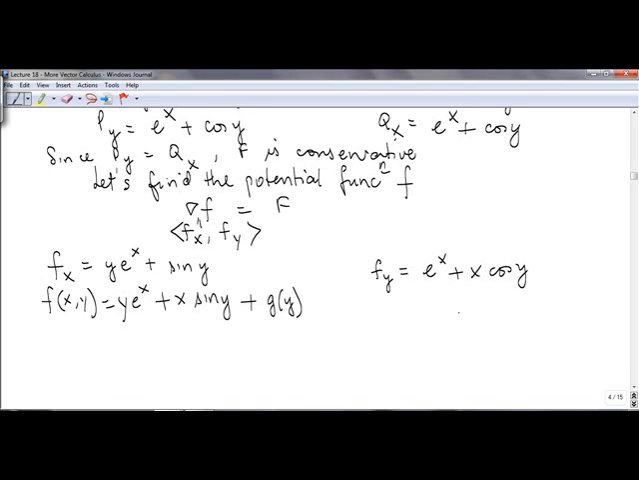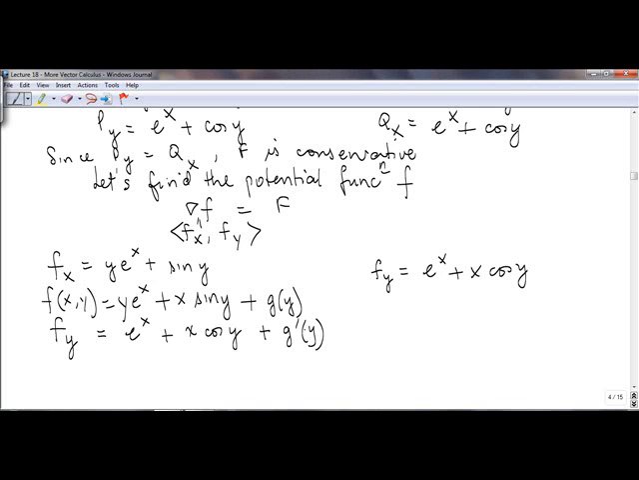So what I'm going to do now, this function that we just found, why don't we find the partial of f with respect to y? Okay, let's find the partial of f with respect to y. Give that to me, please. First term, e to the x. Next term, x cosine y. And then the last one is just g prime of y, right?